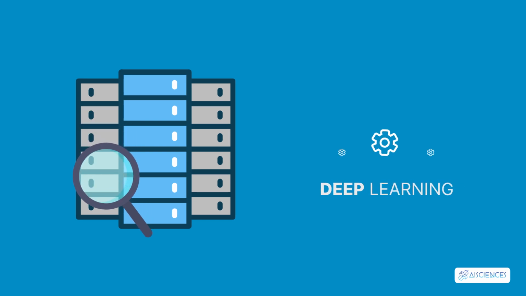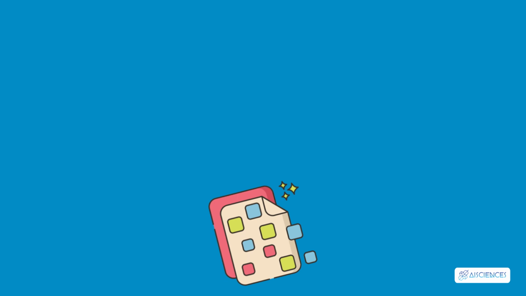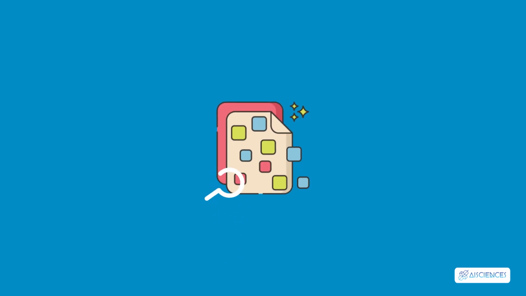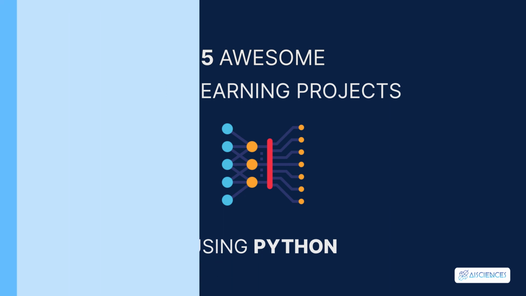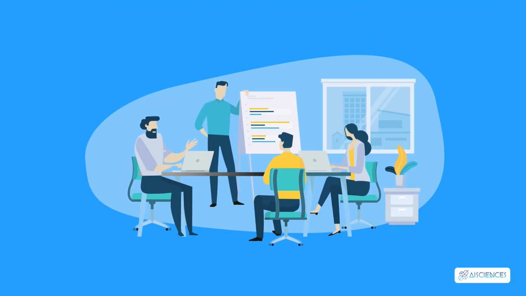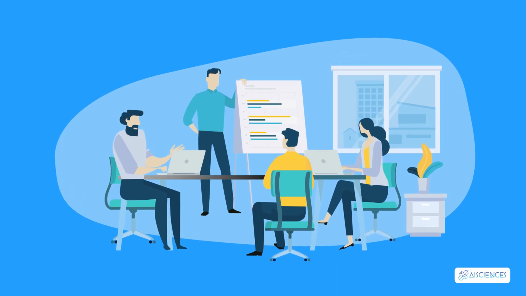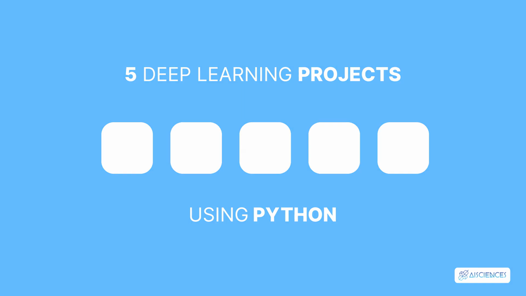This is where deep learning plays a vital role. Deep learning deciphers enormous amounts of unstructured data fast, data that would normally take humans several years to understand and process. In this short video, I'm going to discuss 5 awesome deep learning projects using Python. At AI Sciences, we believe that a thorough knowledge of theoretical concepts alone isn't enough. You'll also need a practical, hands-on approach to solve real-world problems in the workplace. That's the reason you'll be working on these 5 deep learning projects using Python.